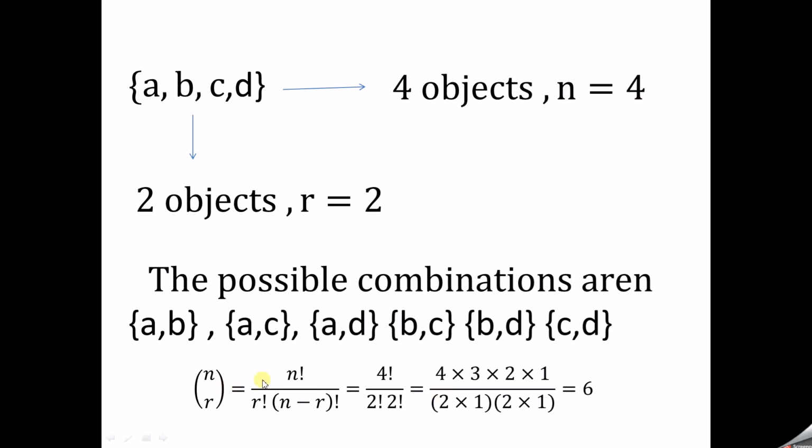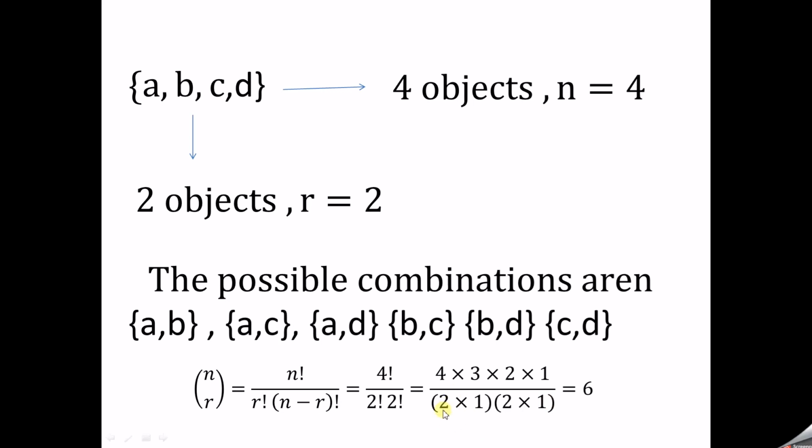So if we put in this formula for combinations, nCr is denoted by this symbol, brackets n r, denoting nCr, n factorial divided by r factorial times n minus r factorial. Here n is 4, so 4 factorial divided by r is equal to 2 factorial, n minus r is 4 minus 2. 4 minus 2 is again 2 factorial. Now let us write the value of 4 factorial is 4 times 3 times 2 times 1, and 2 factorial is 2 times 1, 2 factorial is 2 times 1.